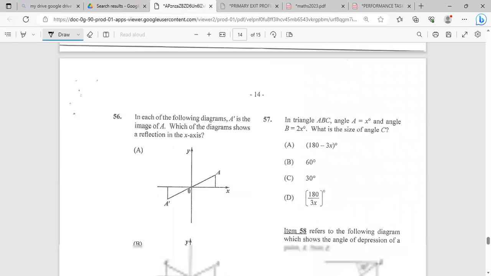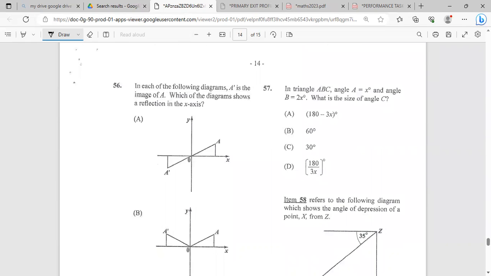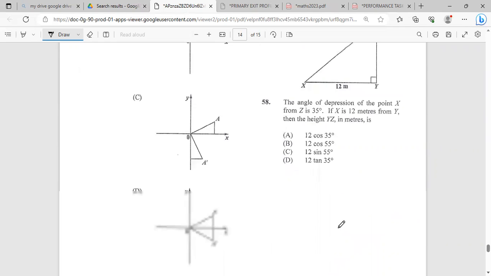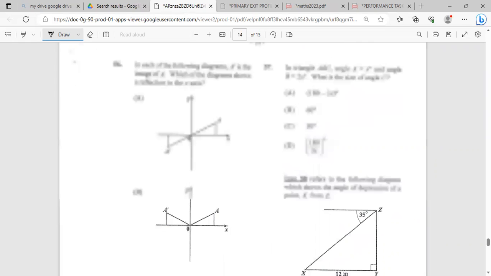All right, 56 says, in each of the following diagrams, A prime is the image of A. Which of the diagrams shows a reflection in the x-axis? And that would be this one. This is our mirror line, both of them the same distance. All right, let's move on.